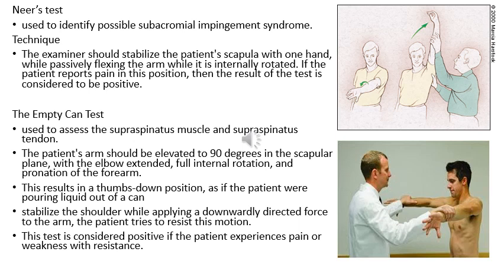Stabilize the shoulder while applying a downward directed force to the arm. You can see the doctor is holding the arm and giving a downward directed force, and the patient is trying to resist that action. The test is considered positive if the patient experiences pain or weakness with resistance. In that condition, there is an involvement of the supraspinatus muscle or supraspinatus tendon.